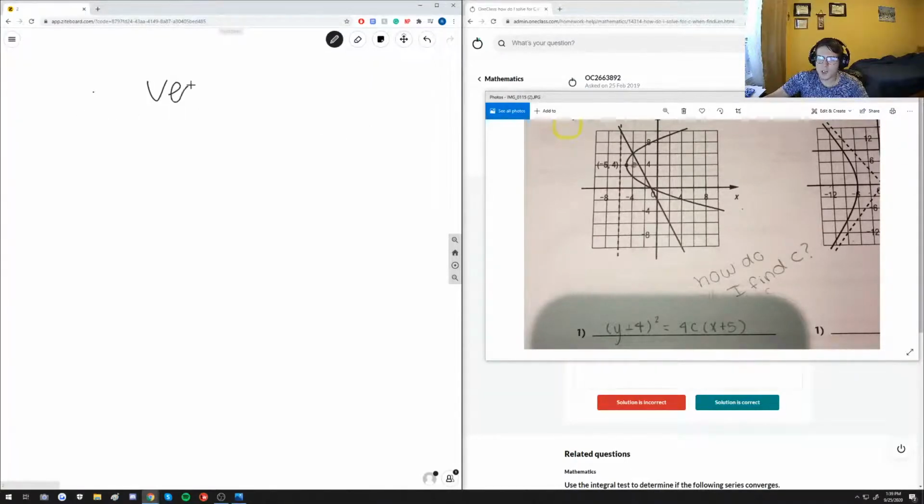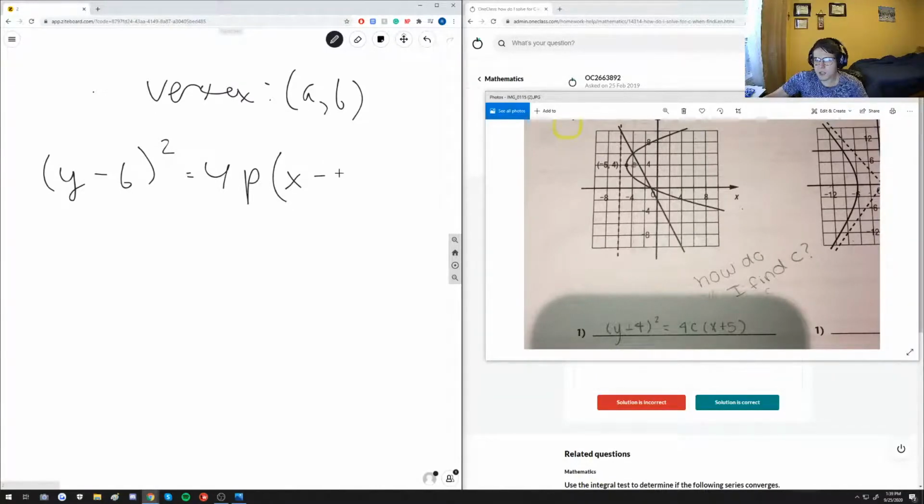For a vertex a comma b, any parabola with that vertex has the equation y minus b squared equals 4p times x minus a squared. In this case, they have a c instead of a p. That's fine. For this example, I can get rid of this p and use a c. And we want to find the value of c.